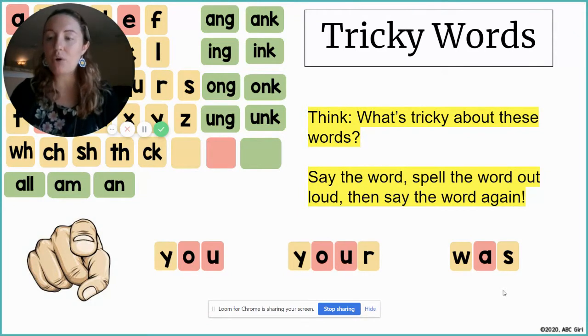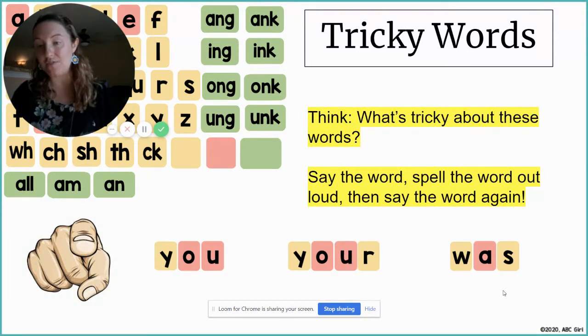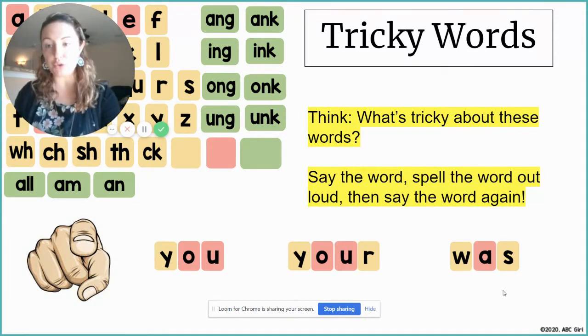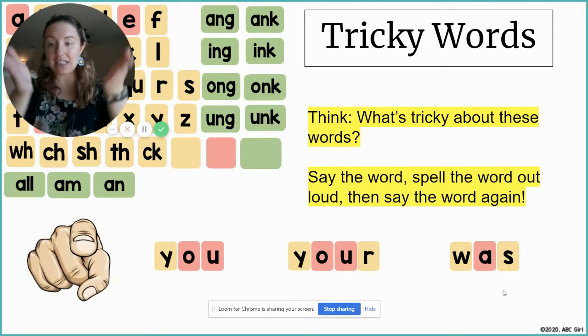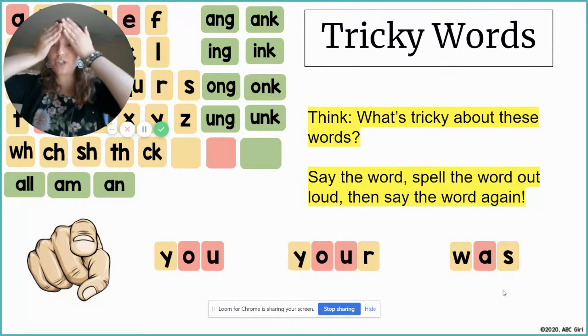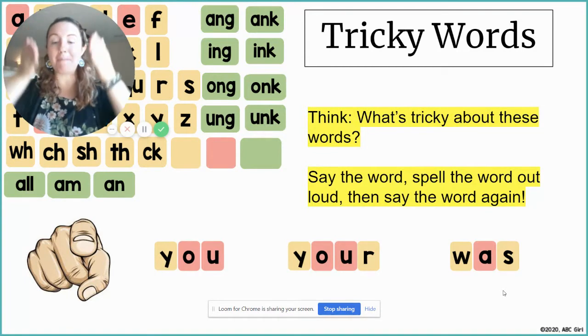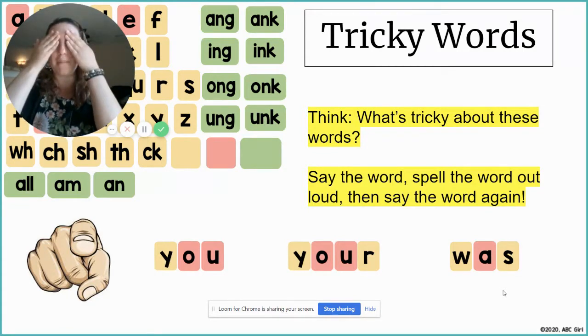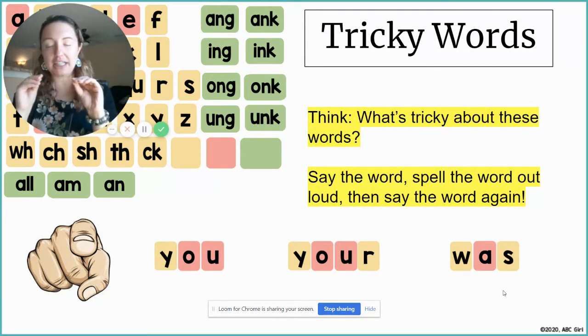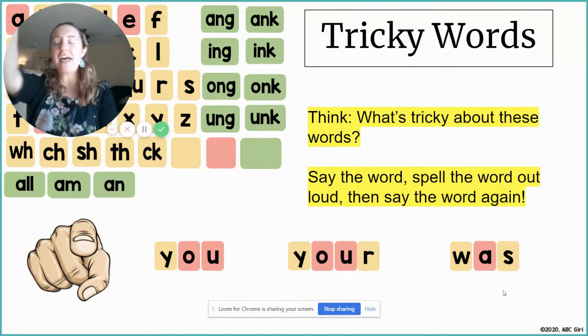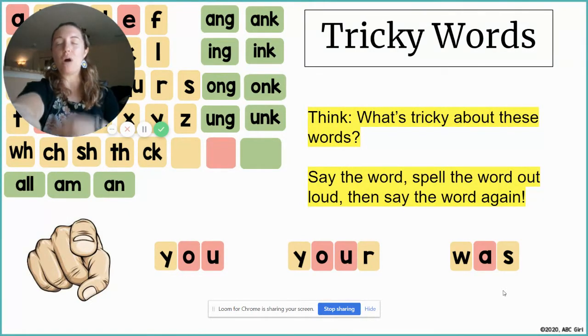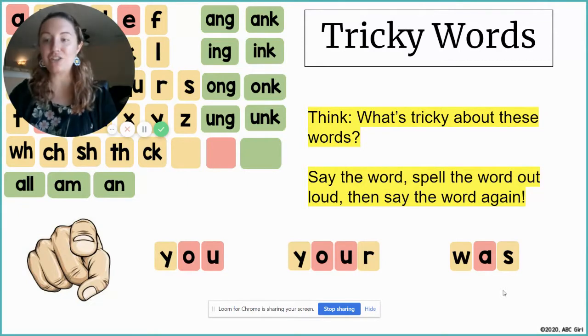And make sure when you go back and you listen to this video, you go through your Google Slides. When you get to this slide, I want you to close your eyes. I want you to imagine these words in your mind. I don't want you to look at them. I want you to imagine them and spell them out with your magic wand without looking. I know you can do it.